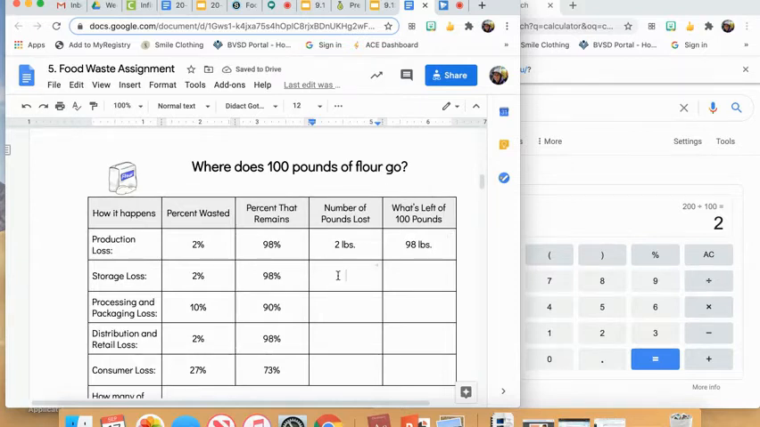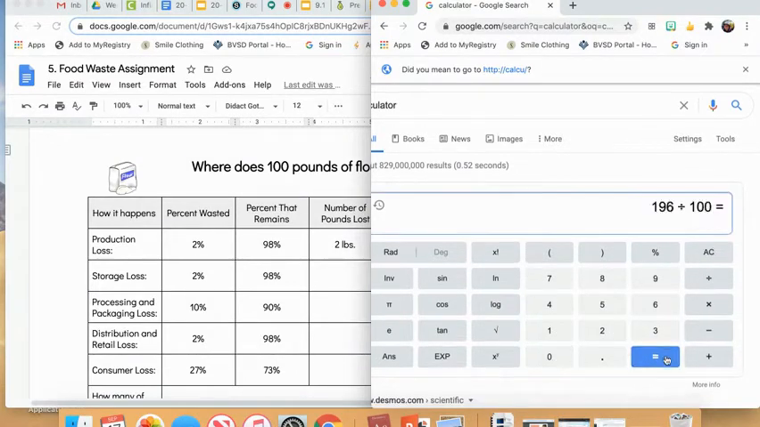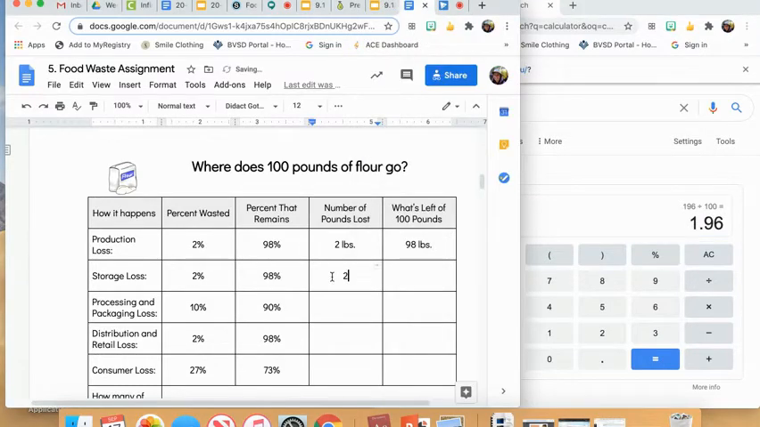Then I'll go to the next one. So I'm going to take what I have at the moment, which is 98 pounds, multiply it by the percent that's wasted, so during storage that's 2%, and divide by 100. So that's 1.96. We're going to round up to 2, so 2 pounds are lost during storage. And then to figure out how much I have left, I'm going to take 98 pounds and subtract 2 pounds, which is 96 pounds.